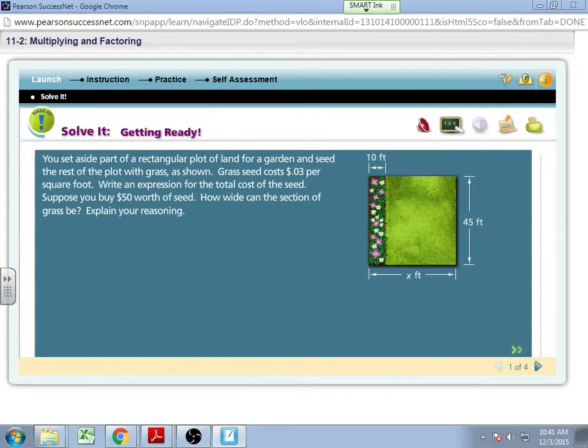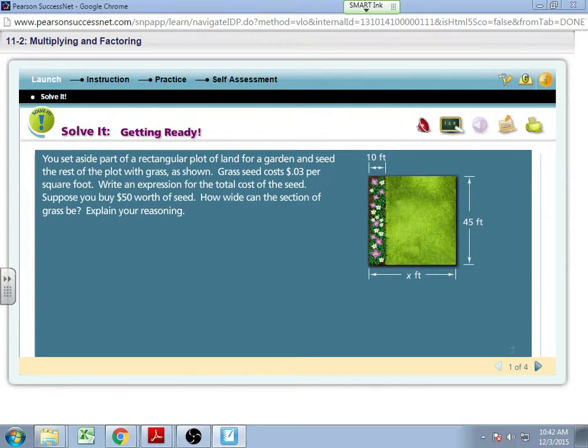So we have this plot here. Grass seed costs 3 cents per square foot. Write an expression for the total cost of the seed. And then, suppose we buy $50 worth of seed. How wide could that section of grass be? We know the area of the whole space. We know the area of the flowered portion. What we don't really know is the area of the grass portion. So how can we write an expression for just the grass area? And then we'll tweak that expression to show the cost of the seed.